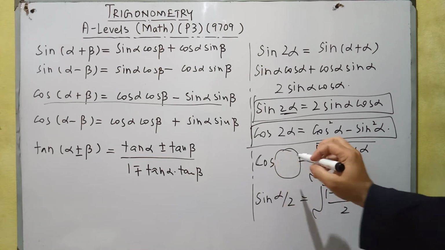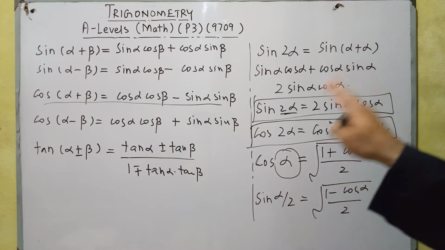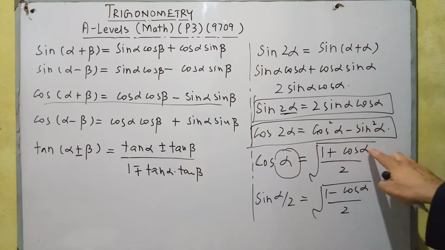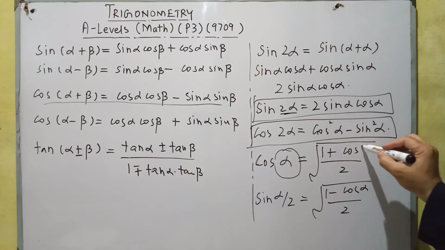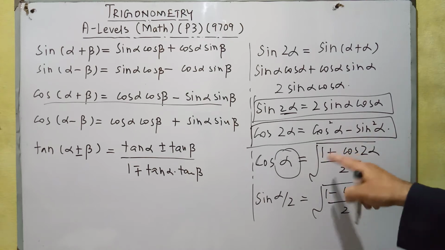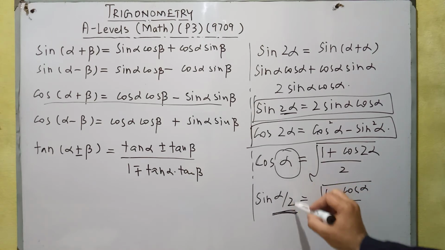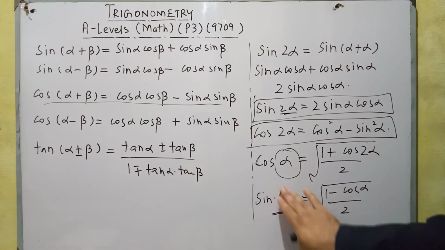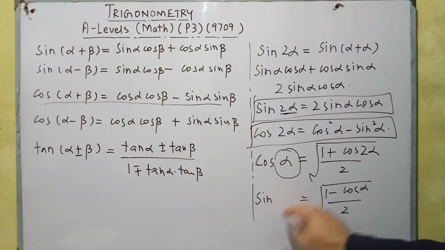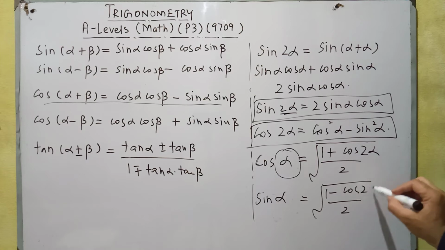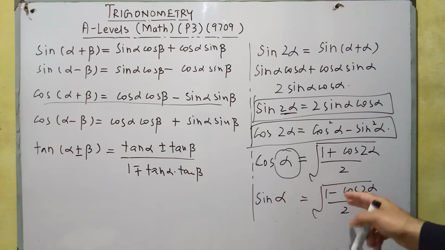If we multiply this by 2, we will have alpha. So if we are doubling this angle on the left hand side, we will have to double the angle on the right hand side, so that will become (1 plus cos 2 alpha) over 2. Similarly, if we multiply this angle alpha over 2 by 2, we will have alpha here, and we will have to double this angle, so that will become (1 minus cos 2 alpha) over 2.